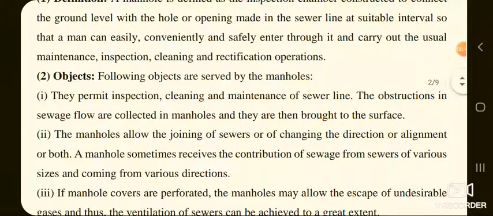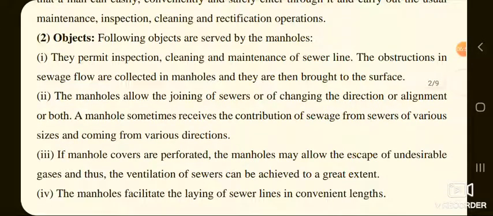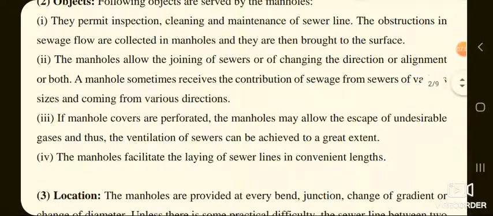What are the objects of manhole here? So following are the objects served by the manholes. First among them is they permit inspection, cleaning and maintenance of sewer line. The obstructions in the sewage flow are collected in manholes and they are then brought to the surface.